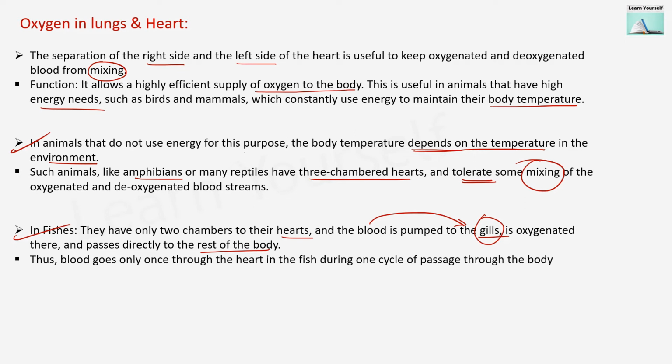Thus blood goes only once to the heart in the fish during the cycle of passage through the body because in the fish, gills are the organs which are filtering oxygen for them. So blood will go to gills and take up the oxygen and then go to body parts. So the function of heart here in the fishes is less. So that's why they have two-chambered heart.